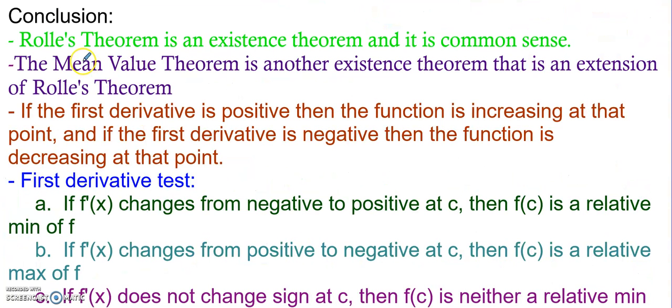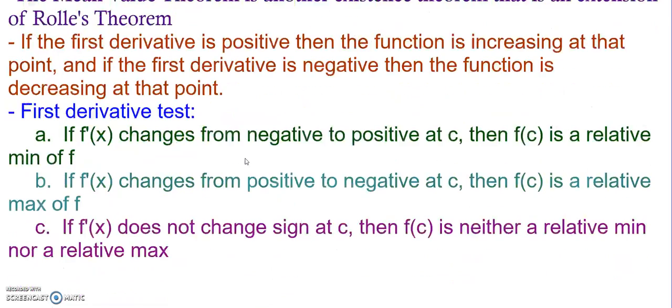Okay, so in this section, we talked about Rolle's theorem and the mean value theorem. Both are existence theorems. They're great. The first derivative, if that is positive, then that tells us the function is increasing. If it's negative, it tells us the function is decreasing. If it changes from positive to negative or negative to positive, that tells us that we had a relative maximum or a relative minimum, depending on how it changed.